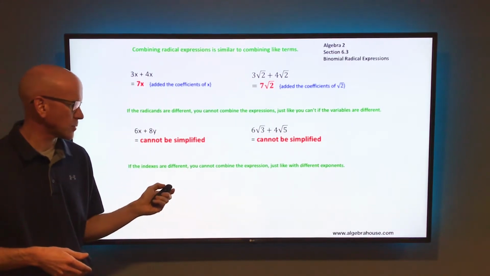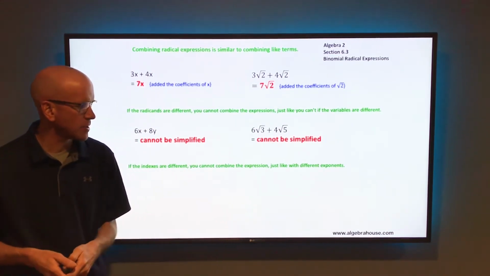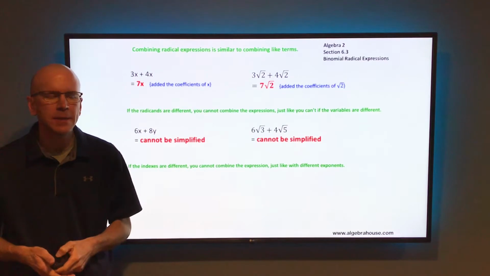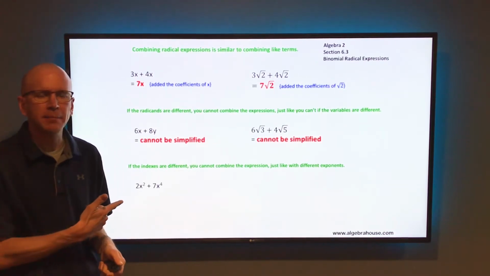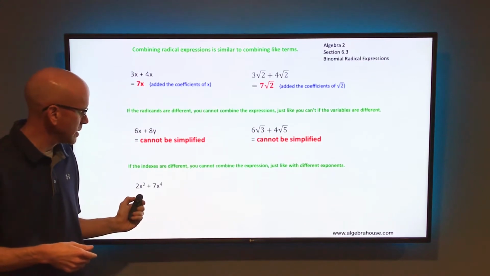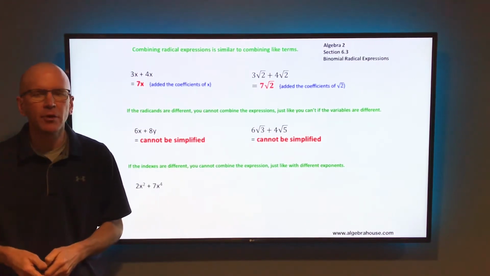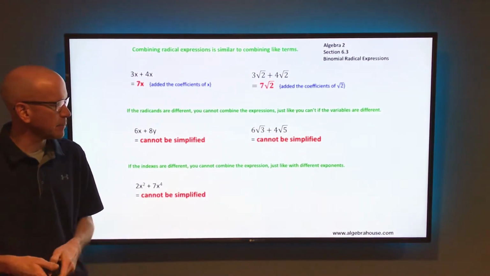If the indexes are different, you cannot combine the expressions, just like with different exponents. So if you have 2x squared plus 7x to the fourth, you can't combine those. Those are not like terms. You have different exponents on the variable. So that cannot be simplified.